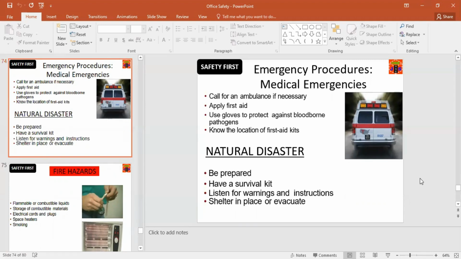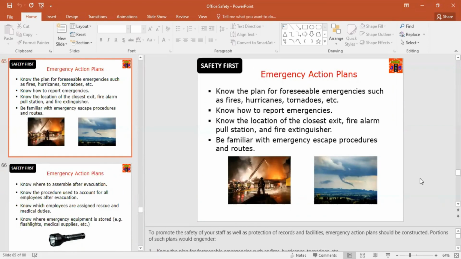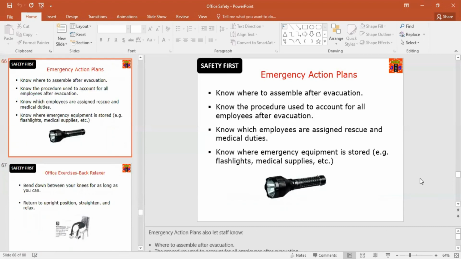They must be aware of how to report emergencies. Know the location of the closest exit, fire alarm pull station, and the fire extinguisher. Be familiar with emergency escape procedures and routes. Know where to assemble after evacuation. Know the procedure used to account for all employees after evacuation. Know which employees are assigned rescue and medical duties.